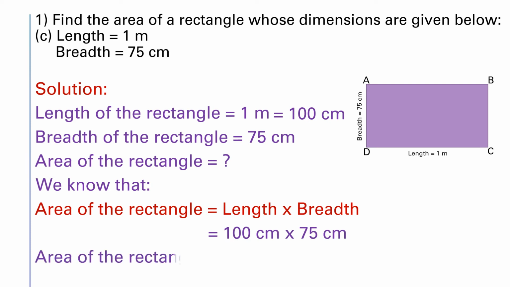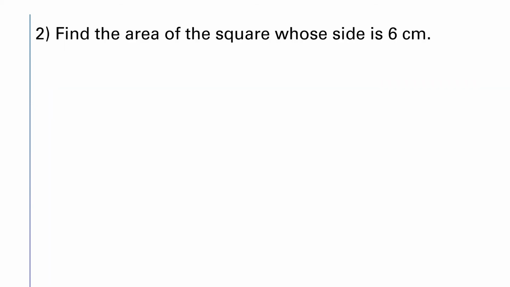Now do the multiplication. 75 multiplied by 100 we get 7500 and centimeter multiplied by centimeter we get square centimeter. So area of the rectangle is equal to 7500 square centimeter. The next is question number 2. Find the area of the square whose side is 6 centimeters.